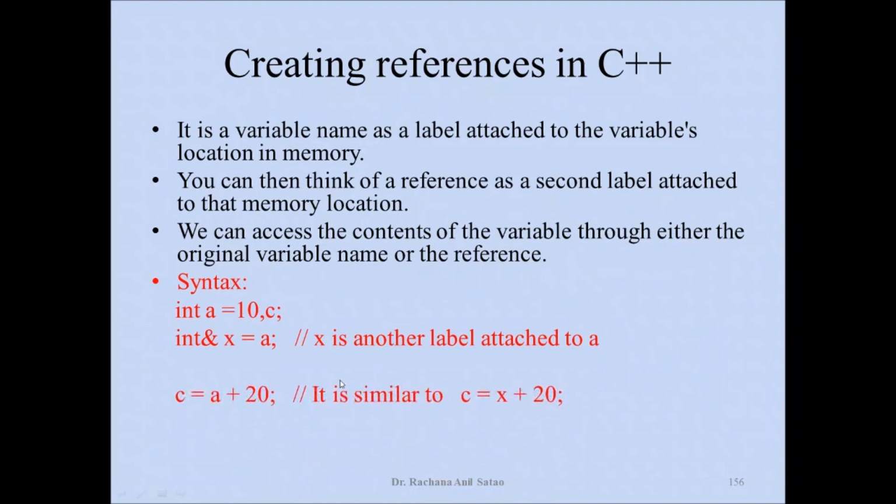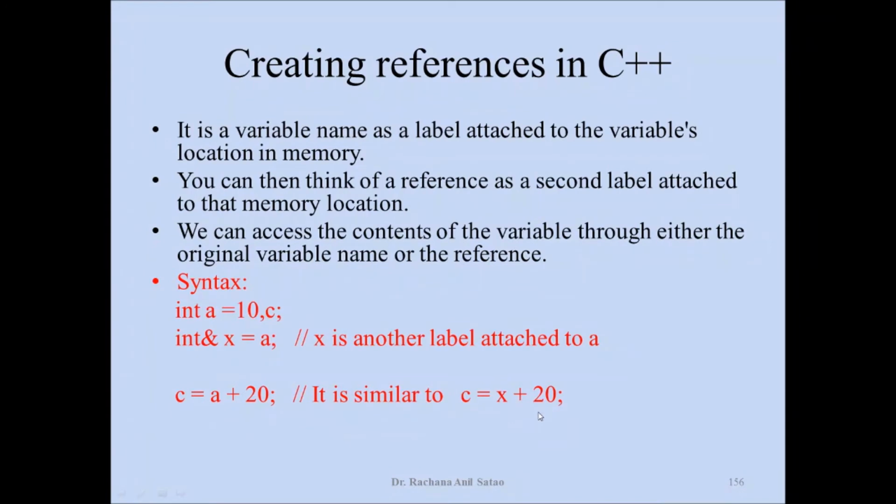Now you can see here, if I'm writing c is equal to a plus 20, it will naturally generate value 30 for c. So instead of a plus 20, if you write x plus 20, it is the same, because it is a single memory location and we are attaching the second name to it, a second label to it. This is called a reference in C++.